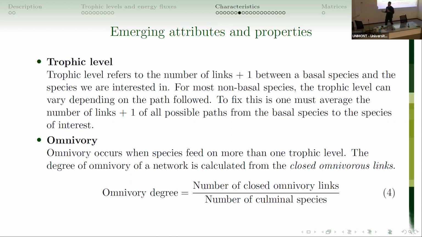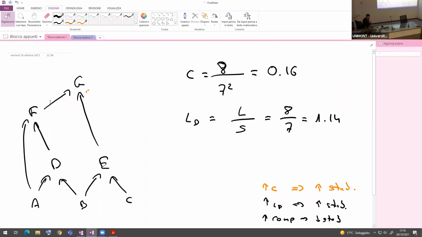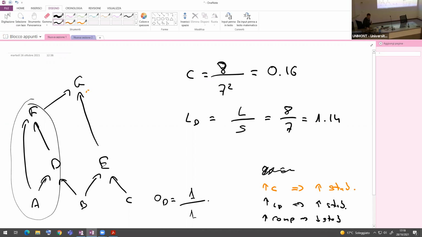Because again, for this community, the omnivory degree would be the number of closed omnivory links, which is one, divided by the number of culminal species, which is one, right? Again, as I mentioned with connectance, this is nothing. Omnivory degree one, right?